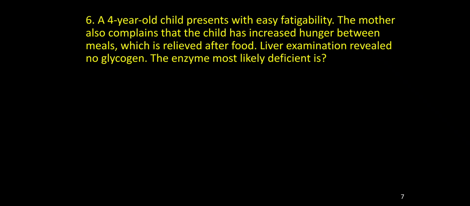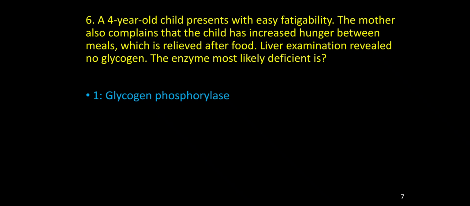So when there is excessive glycogen, it will lead to glycogen storage disease, and glycogen storage disease is mostly related with hepatomegaly, but not in each and every case. So you have to remember which glycogen storage disease is not related with hepatomegaly. So here the particular hint is no glycogen, meaning glycogen is not present in the liver, which is found in the liver examination. Now the options are glycogen phosphorylase.